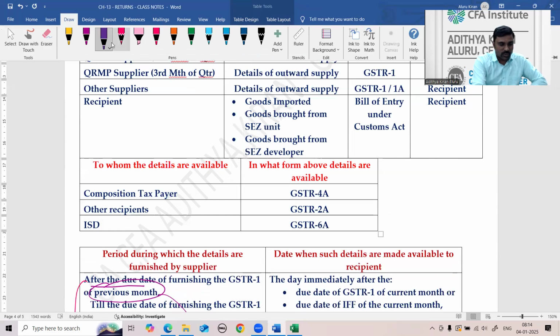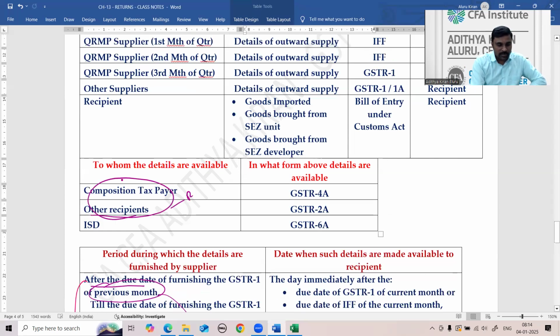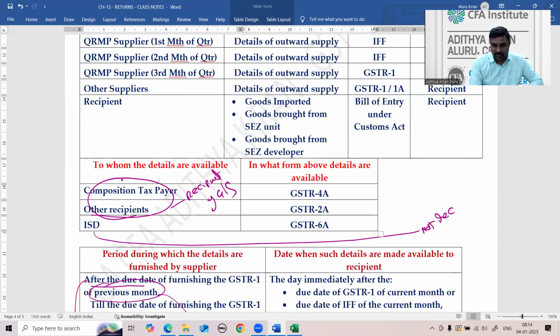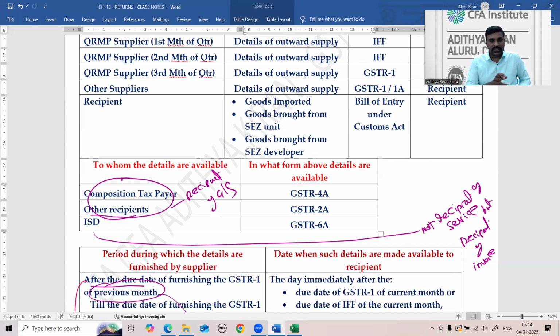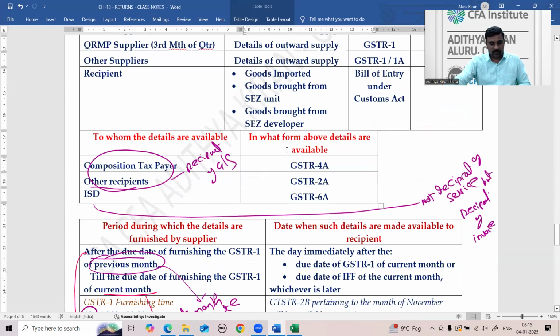So these are recipients of goods or services. ISD is not a recipient of service; it is the recipient of invoice. Composition taxpayer and other recipients are recipients of goods or services, whereas input service distributor is not the recipient of service. He is the recipient of invoice related to the service. Head office is not receiving the service, only the invoice related to the service. This is the point: to whom the details are available, and in what form. Right. Next.